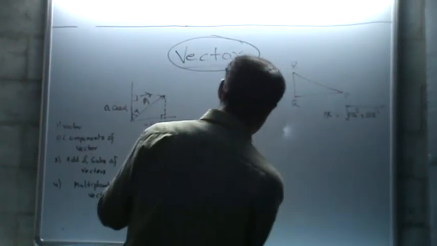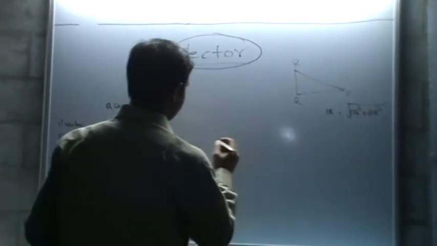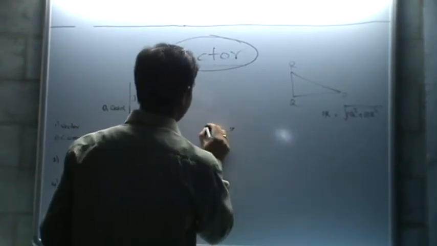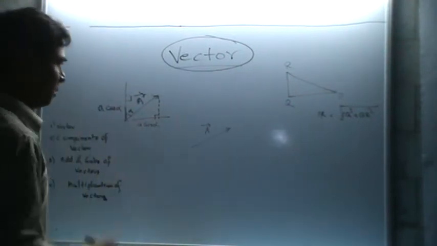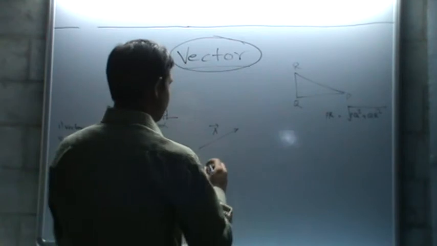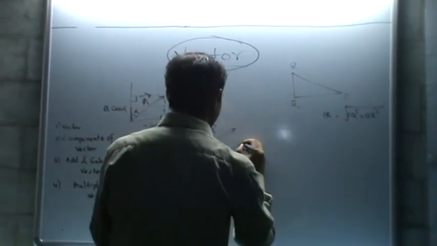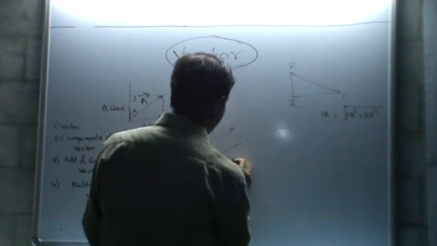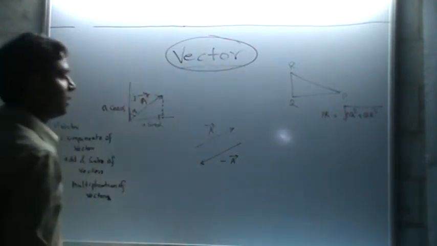Subtraction of vector is nothing but, say this is vector A. What will be the negative of this vector? The magnitude will remain same. Only the direction will change. This is negative of this vector.